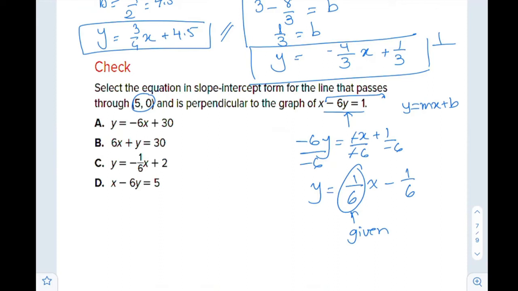Now, given the slope is that, my perpendicular line should have negative 6 as a slope. Which one has negative 6 as the slope? This is the only one. So the answer is A.